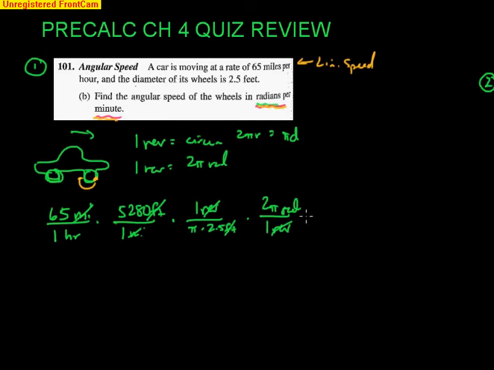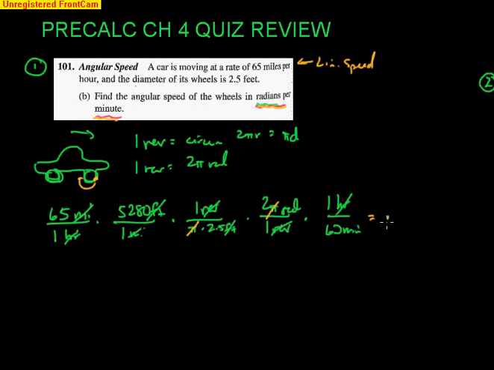So now the bottom, I need to convert from hours to minutes. 1 hour on top is 60 minutes on bottom. Hours cancel. And now we can go ahead and multiply the tops and then divide by the bottoms. Now one thing you could do is you see pi on top and pi on bottom. You could cancel those out. That gets rid of one thing you have to multiply by. So 65 times 5,280 times 2 divided by 2.5 divided by 60. Each division I do separately.